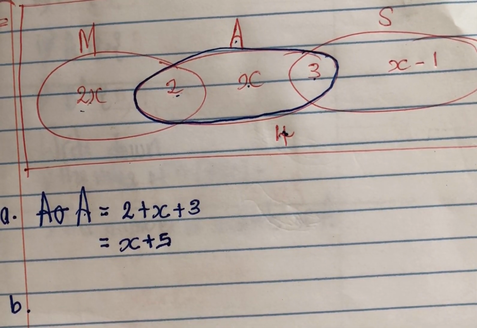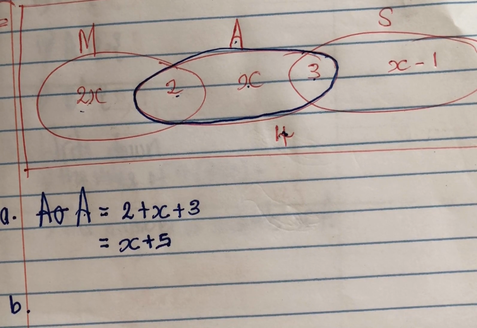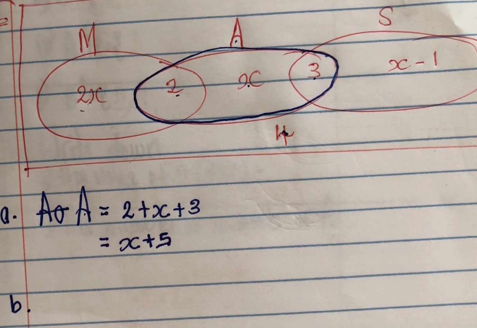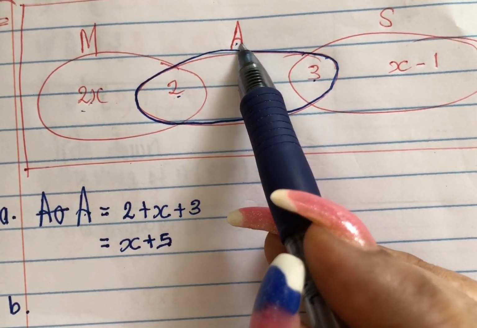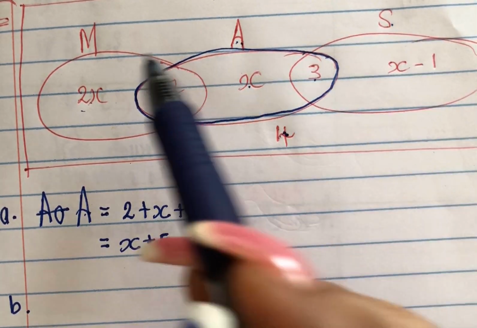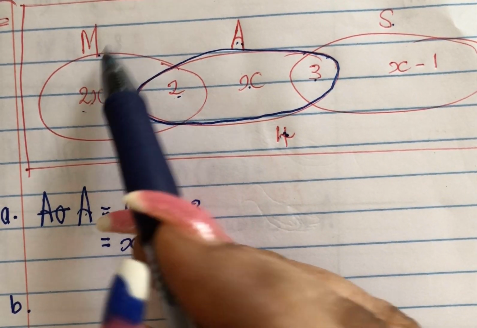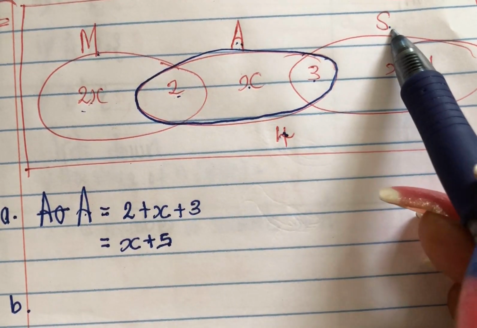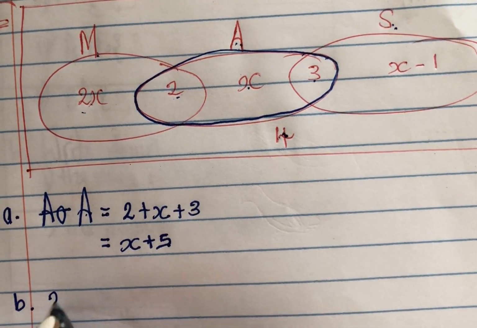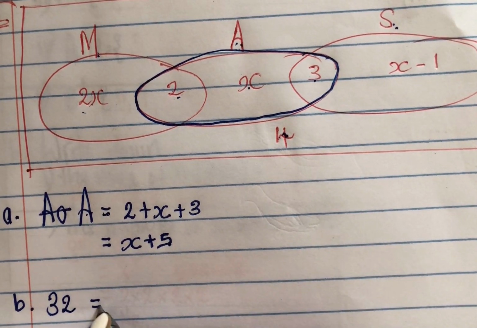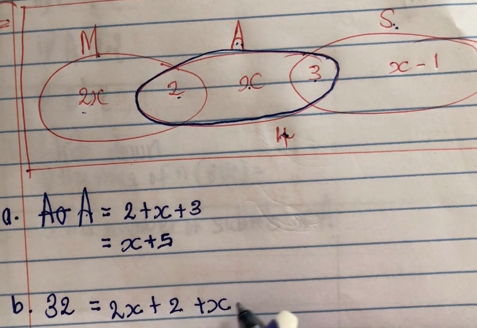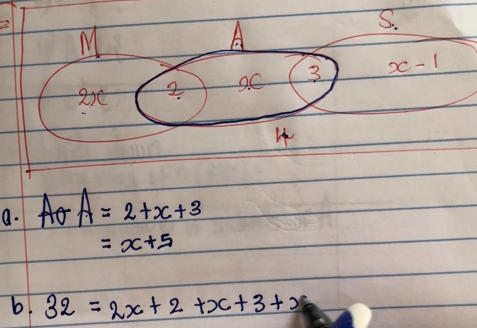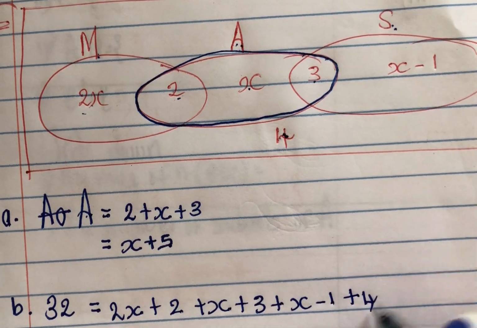Another thing that was given earlier in the question is that we were told that in this class there was a total number of 32 students. So 32 students would have studied accounts, Spanish, and music. Good? Music, accounts, Spanish. So my 32 students comprised of 2x, 2, x, 3, x minus 1, and 4.